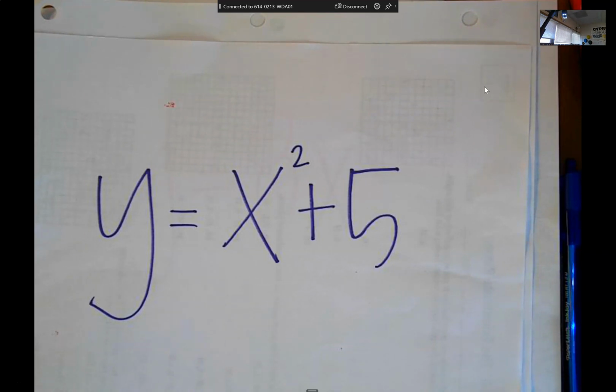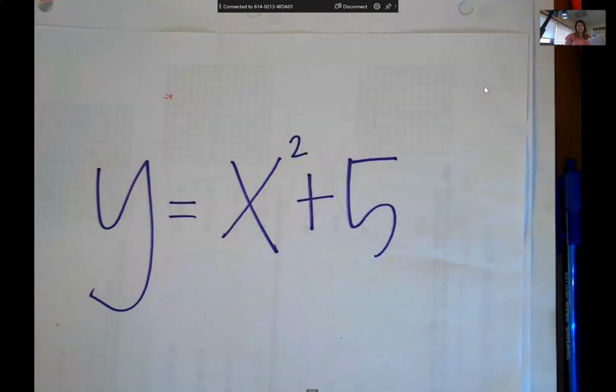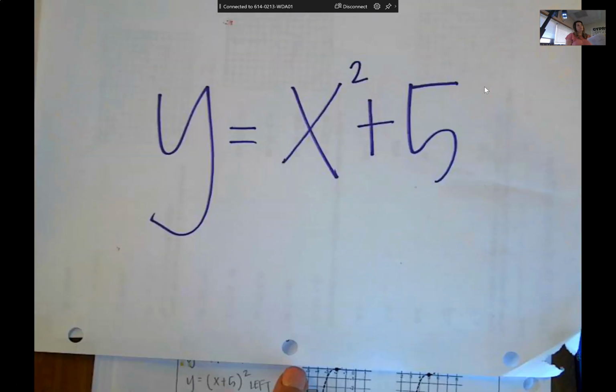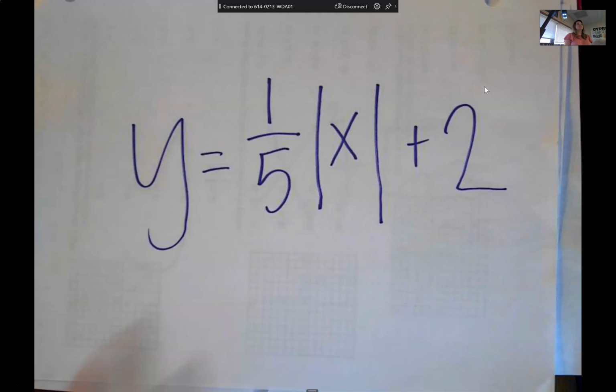Okay, show me what you're thinking. This is an up 5. This is not trapped with the x. This is what it looks like if you went left 5. Down here. Okay, this thing has had 2 things done to it. What 2 things happened to this absolute value?